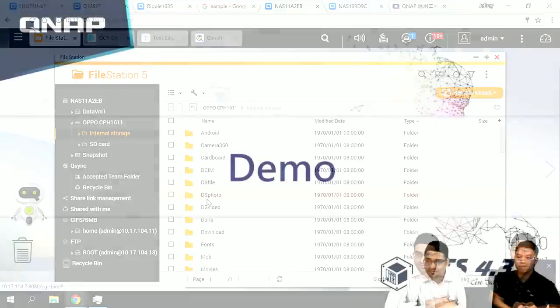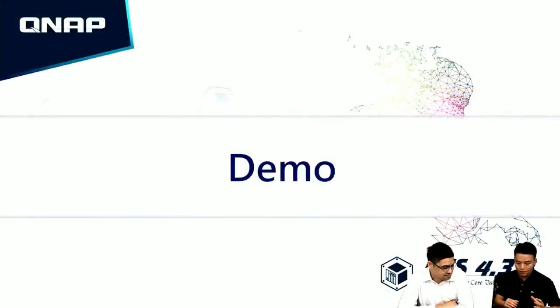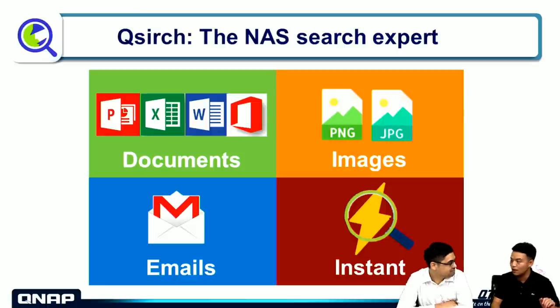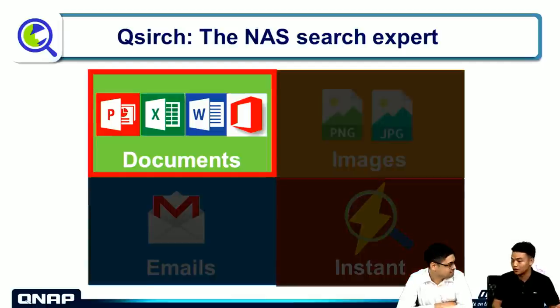Yeah, so after we introduced how we can manage all these files from a single interface, there is a second problem, which is search. We have QSearch, and it covers documents, images, and email search, in a very intuitive way. So let's start with documents.